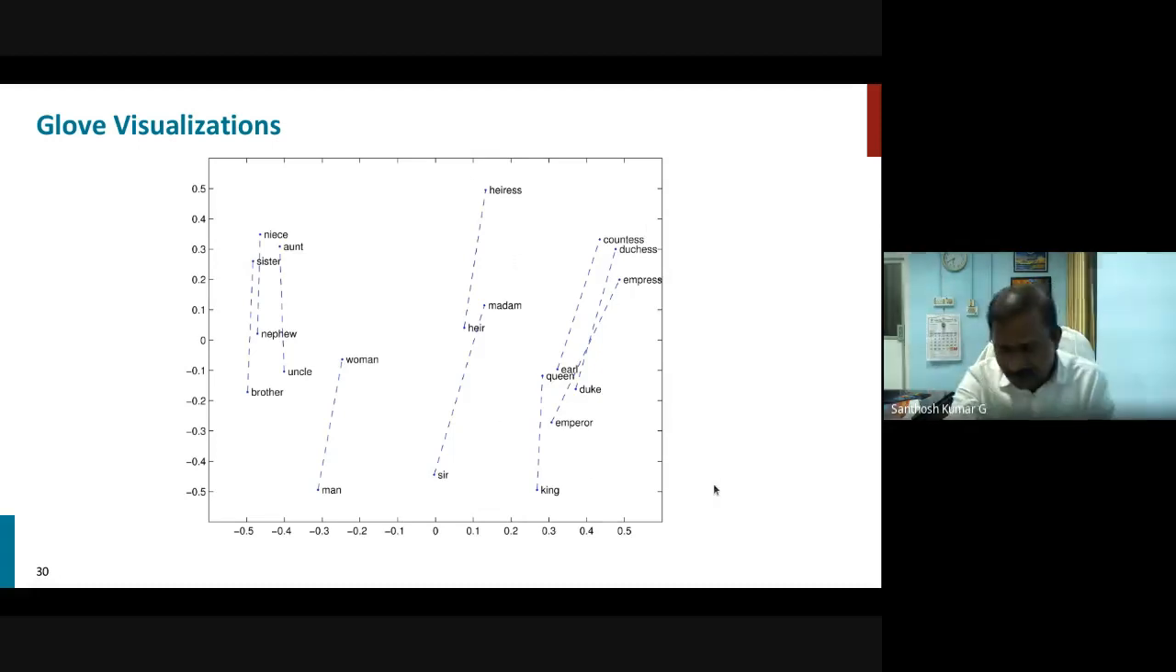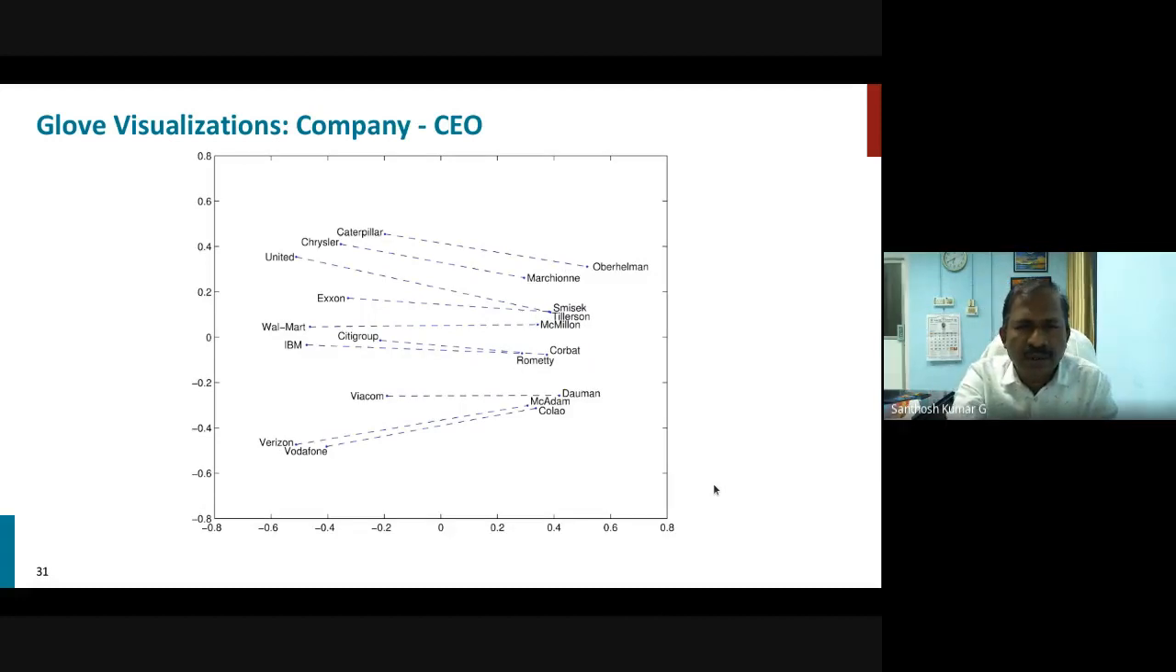This is one visualization, and this is, I think, a company and CEO kind of relationship. Similar companies should cluster with each other. Verizon and Vodafone are telecom-related companies, so these two CEOs should come closer because they are working in the same domain, something like that.